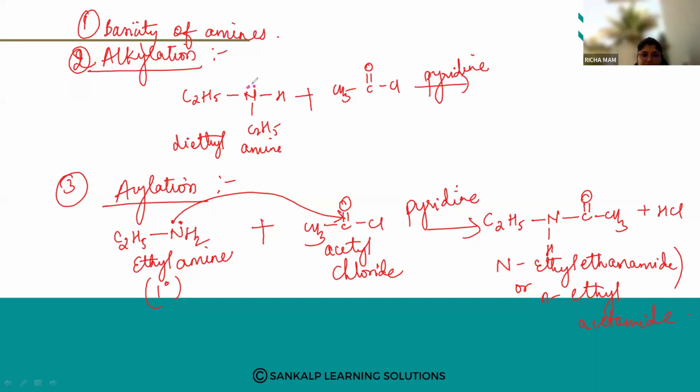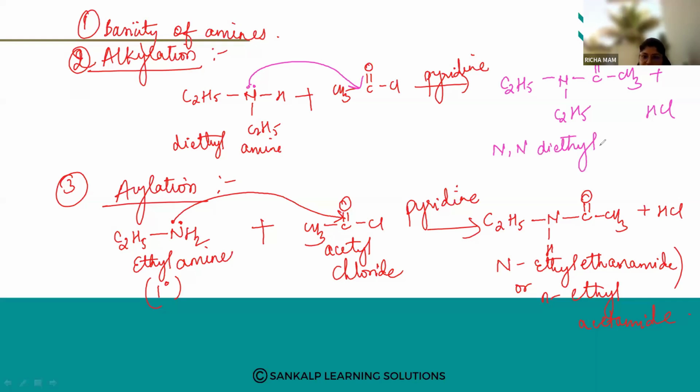So, the lone pair of electrons on nitrogen will attack the carbonyl carbon. What am I going to get? I'm going to get C2H5, N, C2H5, then C double bond O, CH3, with HCl. So the product is N,N-diethylacetamide, or N,N-diethylethanamide. So this is the product obtained. Understood?